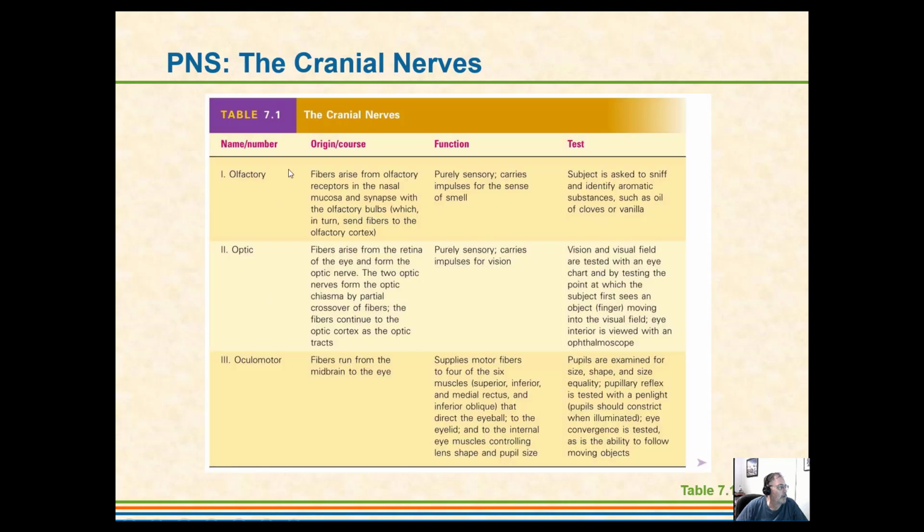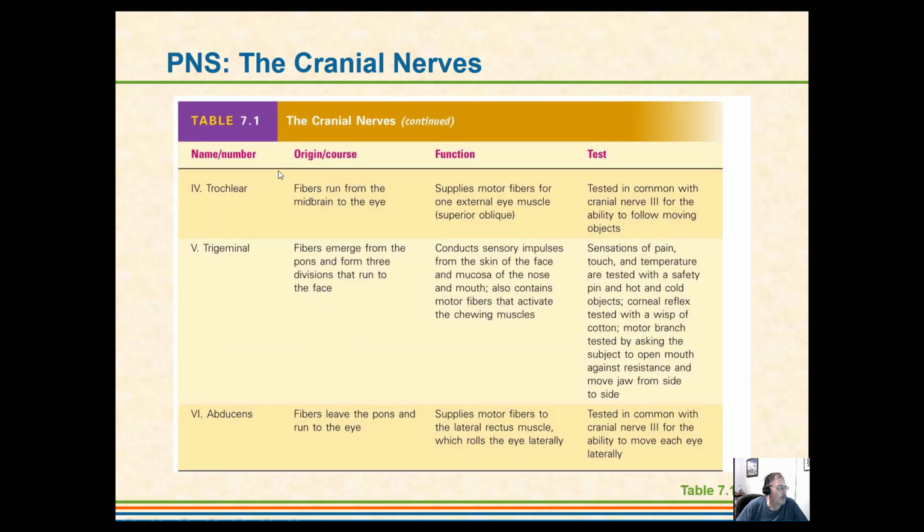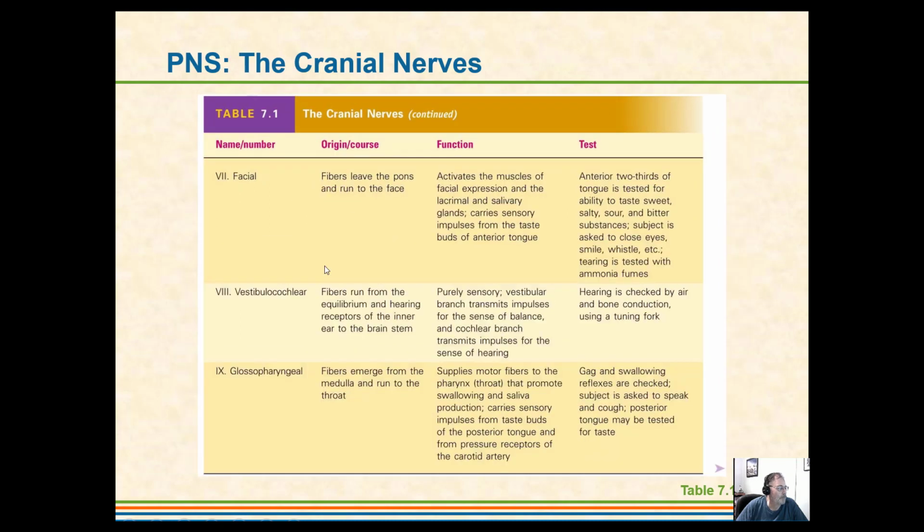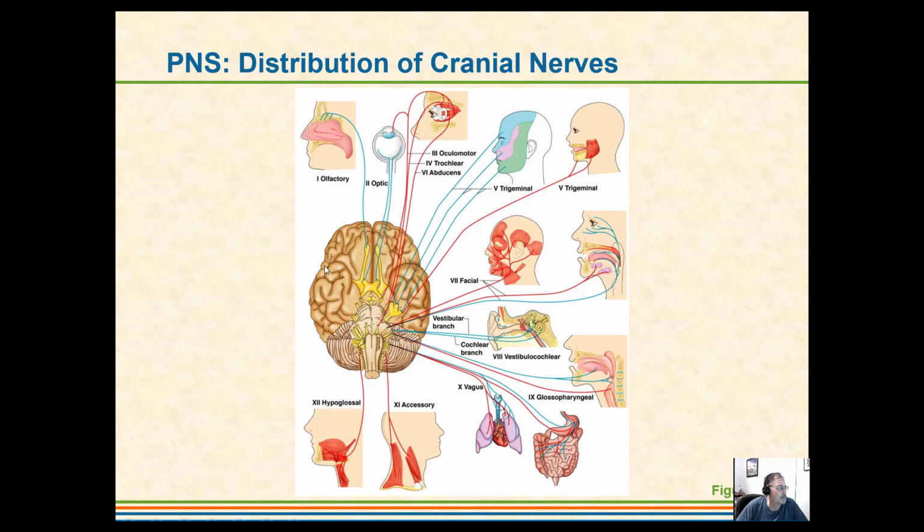Now, this table just tells you what the nerves are and the functions that they do. So again, I want you to know the nerve. I want you to know its function. So we'll just skip through that. This graphic also shows some of the areas that these nerves function on.